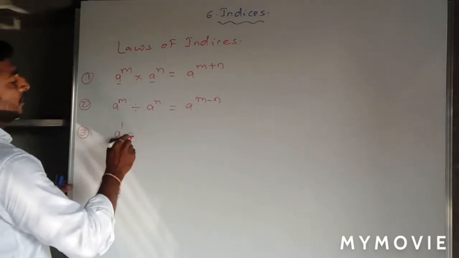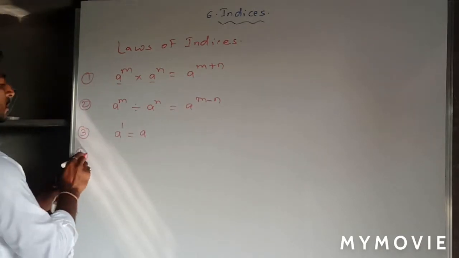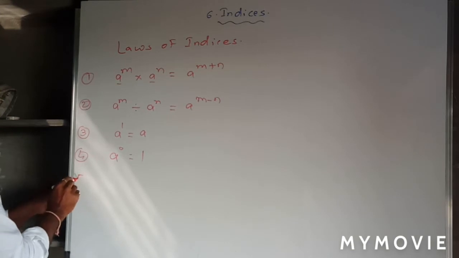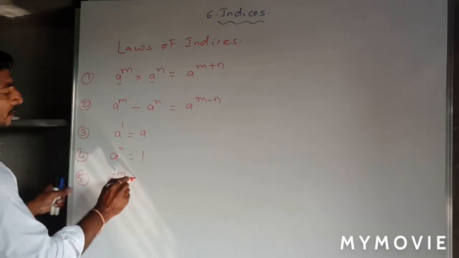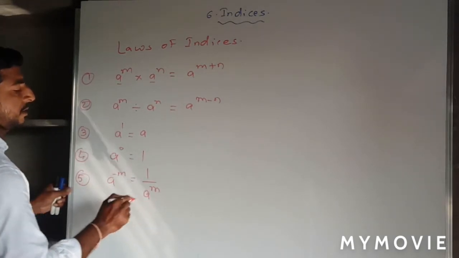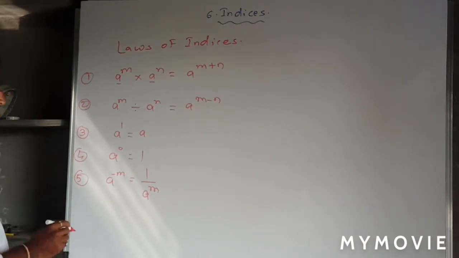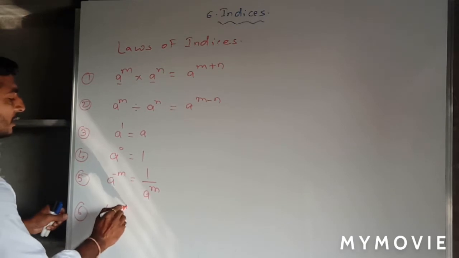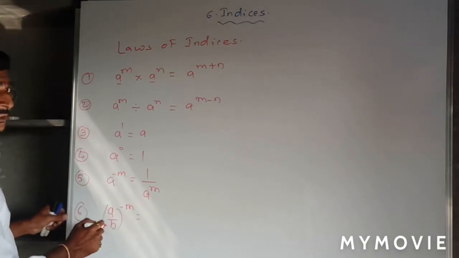When there is a power 1, you will get the same number. When there is a power 0, you will get the answer 1. When there is a negative power, make it a positive power by taking it in the denominator. And (a upon b) bracket raised to minus n, the negative power of this fraction.